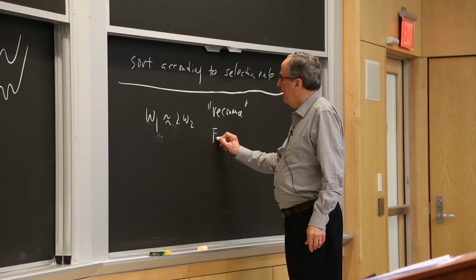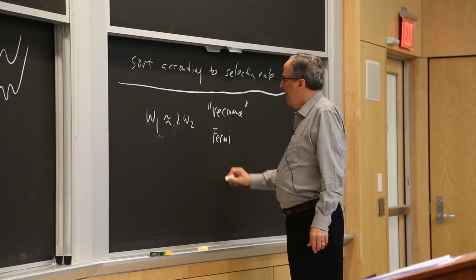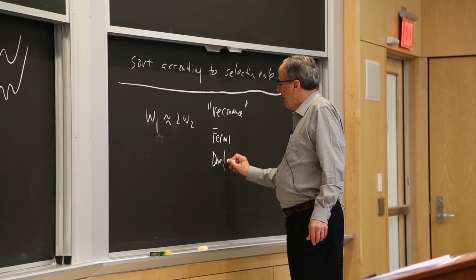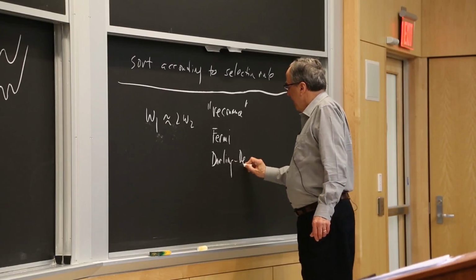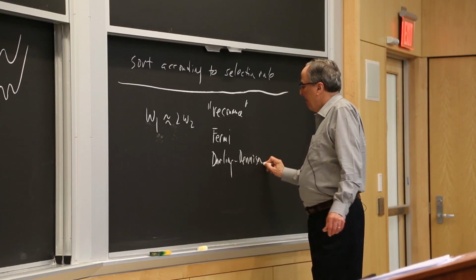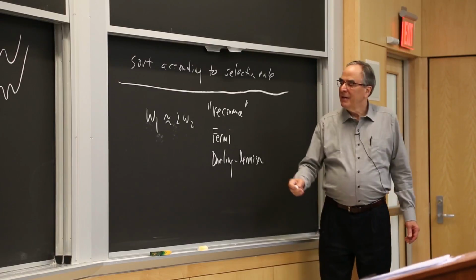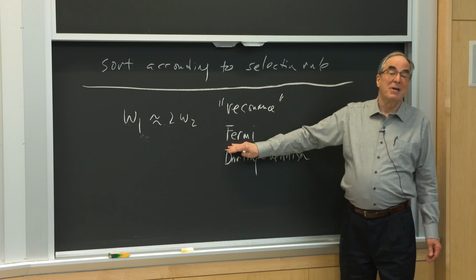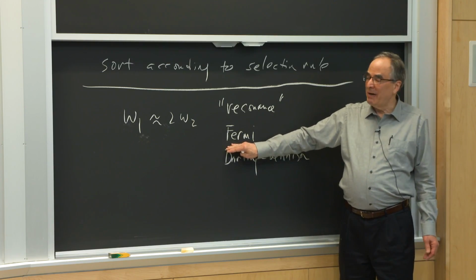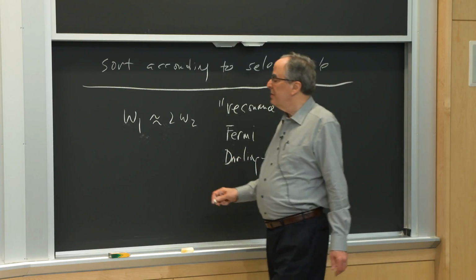And these resonances have names. There's a Fermi, and there's a Darling-Denison. The Fermi resonance was discovered and understood by Fermi, and it has to do with CO2.